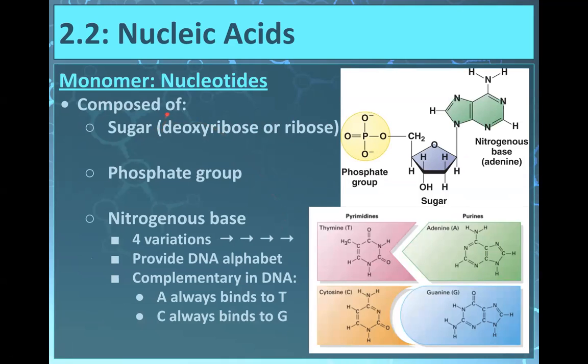A nucleotide is going to be composed of the sugar, either deoxyribose or ribose, the phosphate group, which is PO3 minus, and the nitrogenous base, which is one of 4, depending on if we're talking about DNA or RNA. So for DNA, we have thymine, adenine, cytosine, and guanine. And for RNA, we're actually going to substitute thymine for uracil, which I'll talk about in a moment. But the cool thing about the nitrogenous bases is that they are complementary, meaning that this thymine will always bind with adenine. This cytosine is always going to bind with guanine, which helps with certain things like DNA replication, as well as transcription and then translation later.